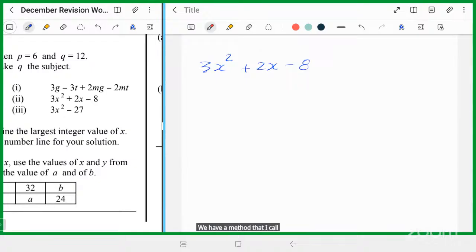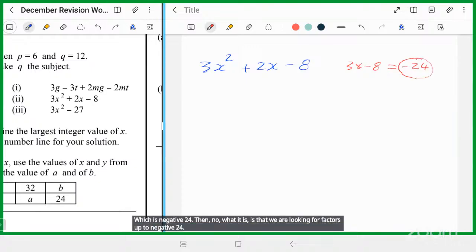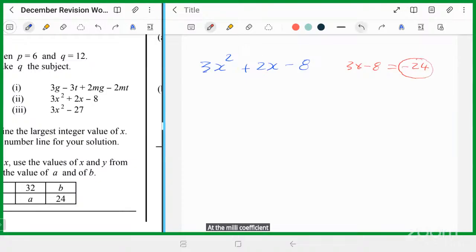To find the right two terms to split that into, we have a method that I call the AC method. We multiply this A value by this C value, and the C value carries that negative sign. So that would be 3 times negative 8, which is negative 24. Then we are looking for factors of this negative 24 that add to the middle coefficient, which is a positive 2, because we're searching for the two values that we're going to split this positive 2 into.